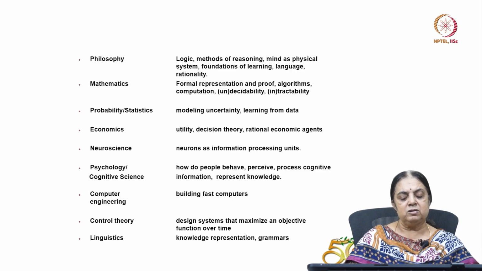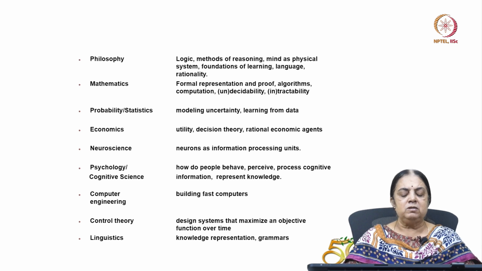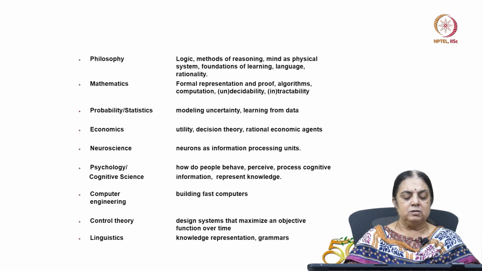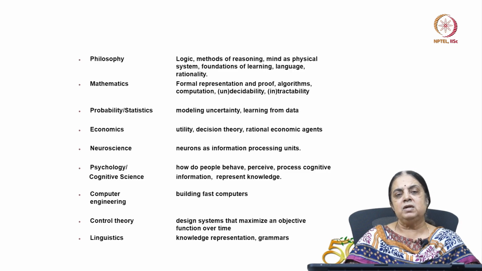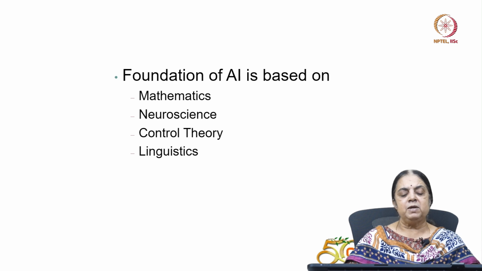Then control theory. When you have an objective function which you need to maximize, you use the control theory, feedback systems, etc. And linguistics, how do you represent knowledge, how do you work with natural language, all these things. So all these are something like the parent disciplines, making it an interdisciplinary area basically. The foundation of AI is based on mathematics, neuroscience, control theory, linguistics, etc.